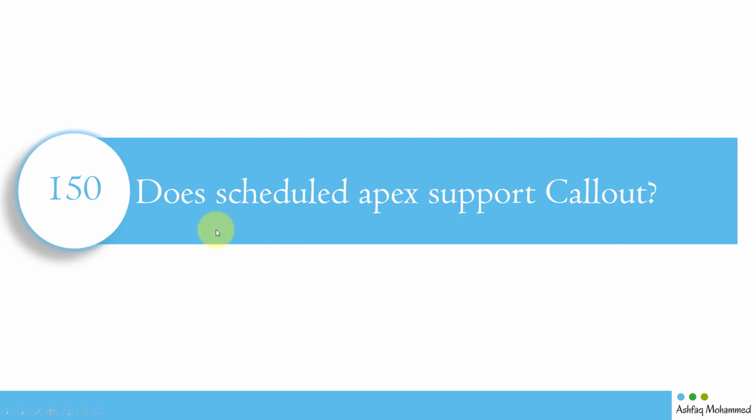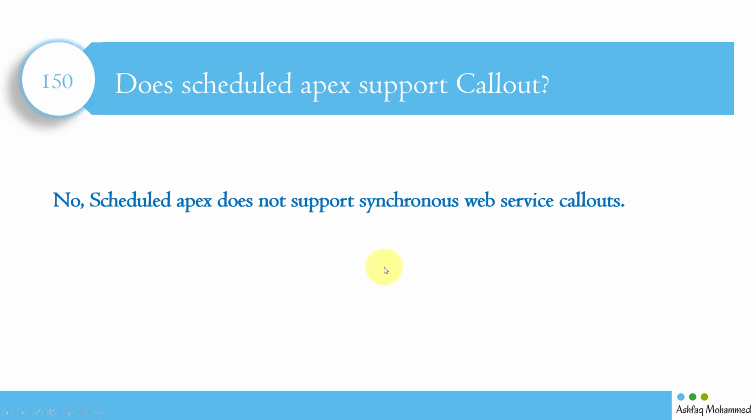So the next question is, does scheduled Apex support callouts? Okay, callouts. What do you mean by callouts? Callout is like integration callouts. Can we call out to another system from the scheduled Apex? No, scheduled Apex does not support synchronous web service callouts. We cannot call out from the scheduled Apex.